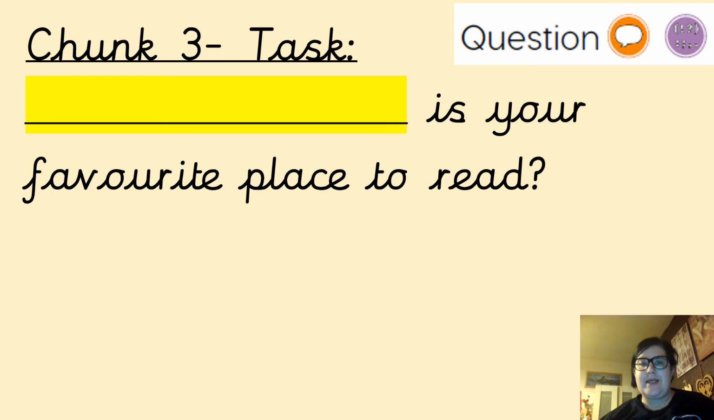Okay, now put your word into this sentence. So would it be who is your favourite place to read? Where is your favourite place to read? Or will is your favourite place to read? Put the right word into the sentence.